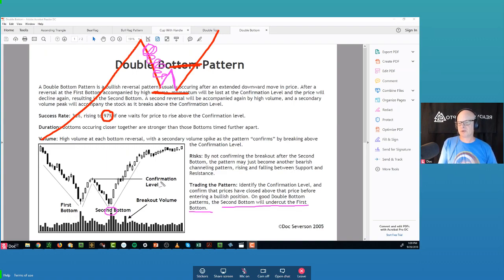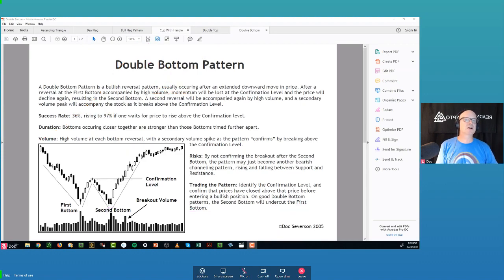Okay, let's see if we have any other ones that are of interest out there. If there's anybody that's watching right now who wants to make any kind of requests for a different type of pattern.